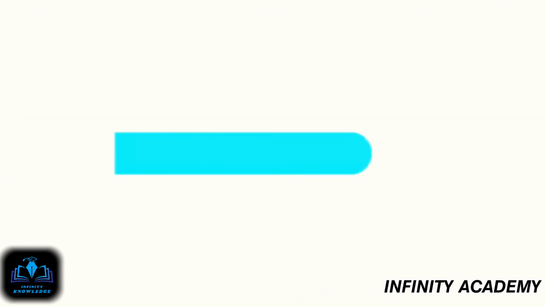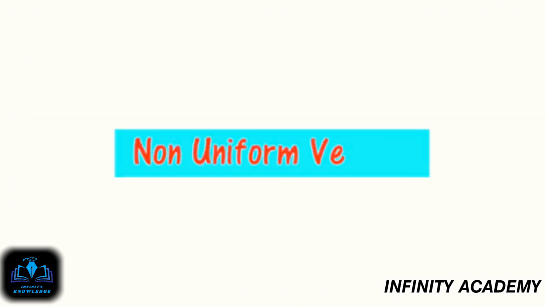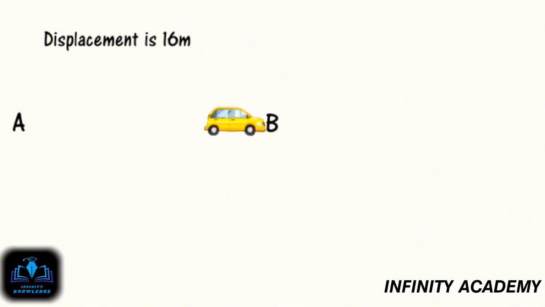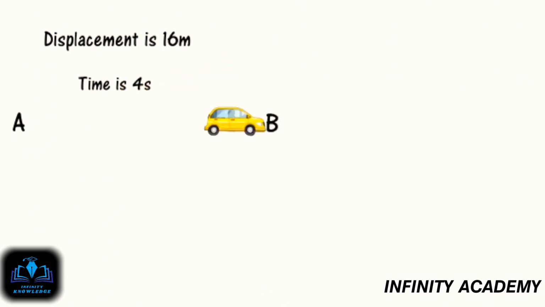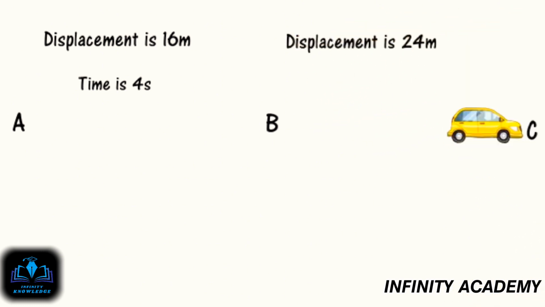Now let me tell you about the non-uniform velocity. If a car is standing at point A, and the car is moving to point B, let's consider the displacement from point A to point B is 16 meters, and the time taken by the car to move from point A to point B is 4 seconds. Now the car moves beyond point B to point C, and the displacement from point B to point C is 24 meters, and the car takes a time of 3 seconds.